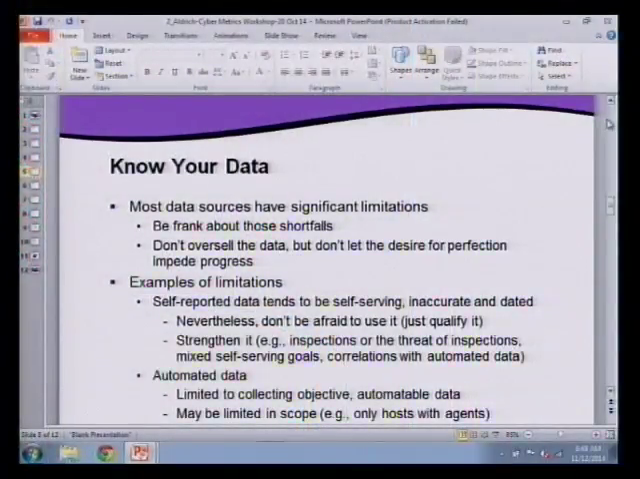Okay, know your data. Most data in cybersecurity currently has a lot of problems with it. This is probably not that much different than many other fields, but a lot of the data is self-reported. Everyone knows the problems with self-reported data. There's going to be a tendency to make yourself look a little bit better or to make yourself look compliant, etc. So how do you overcome this?